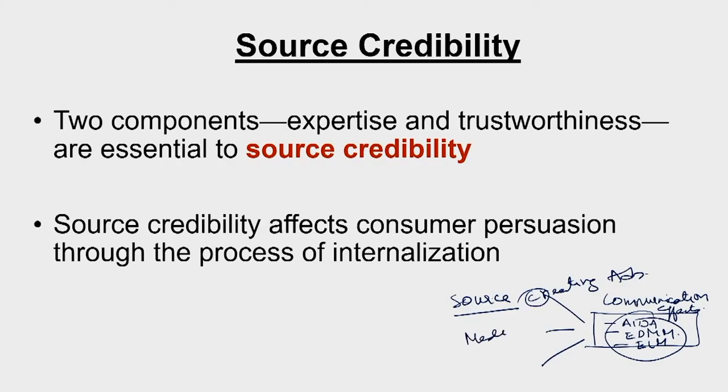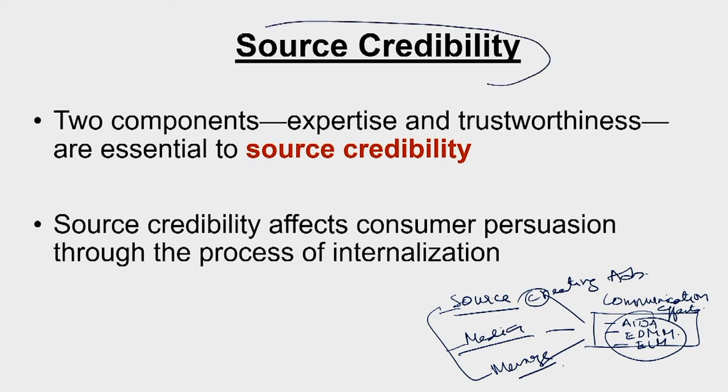The other factors are media factors. So, the media vehicle, how the communication message is passed on to people. It could be in terms of newspaper, it could be in terms of television, it could be in terms of so many other things. So, it is the source factors, the media factors, and the message factors. What is the message? We will look into these three factors in this particular class.